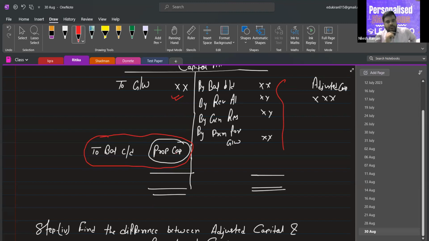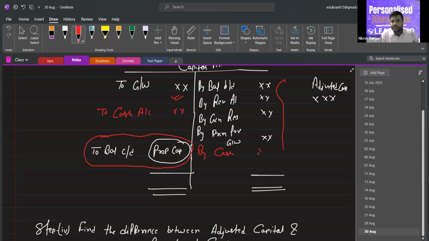In accounts, we always compare the debit side with the credit side. If the proportionate capital is written on one side of the account, it will automatically calculate the difference between the proportionate capital and the adjusted capital, and you will get the balance. If proportionate capital is more, then they have to bring cash, and if proportionate capital is less than the adjusted capital, then they will withdraw cash.